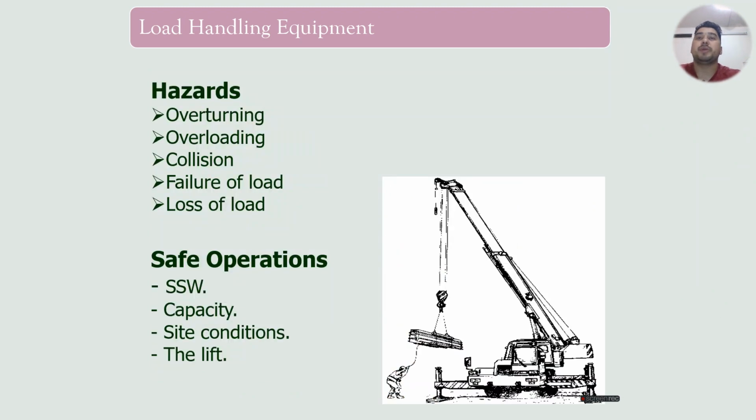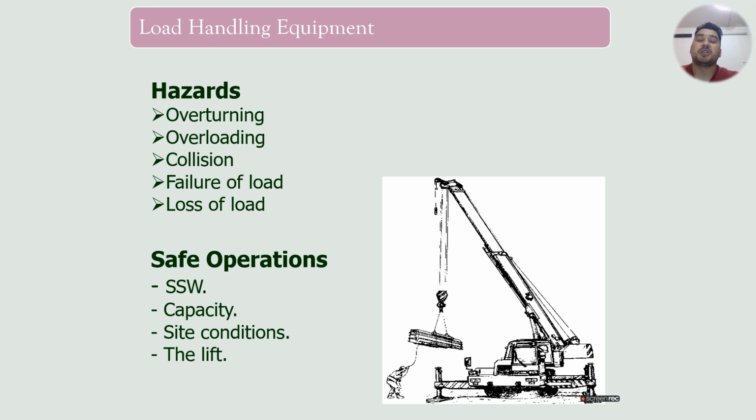So for the load handling equipment, what are the hazards related to it? First are overturning, overloading, collision, failure of load, and loss of load. These are the main hazards related to the load handling equipment. I haven't included all hazards because there are more than 20-30 hazards related to these cranes.